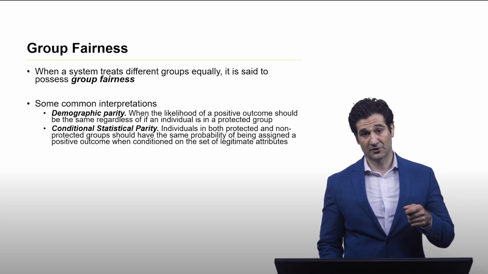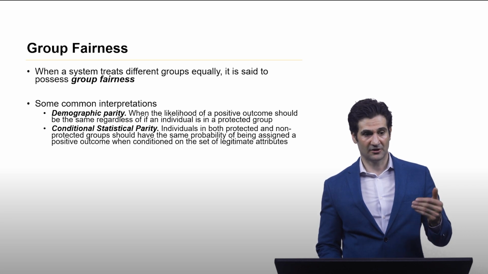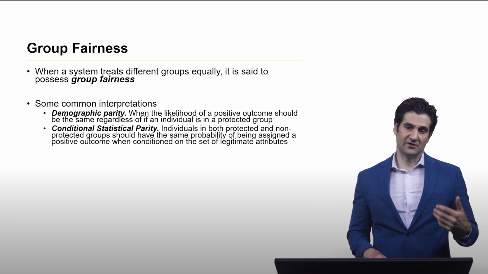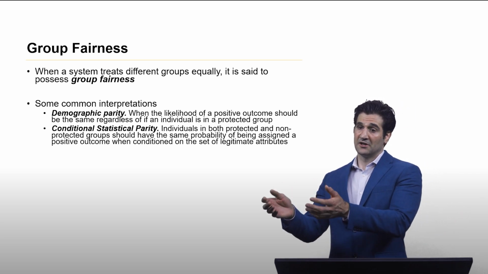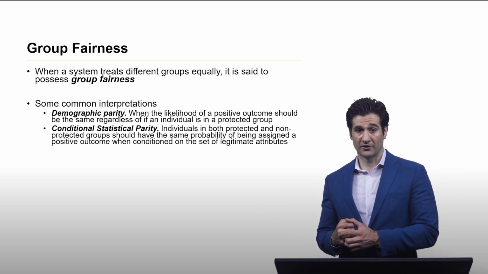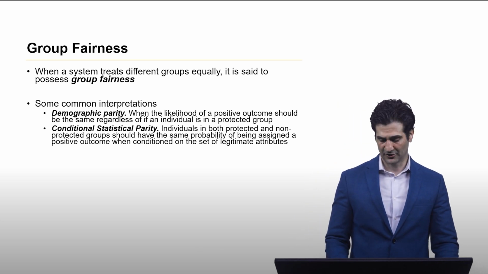And so this is when your machine learning model is used to make a decision on something like, hey, this individual is at a low risk for being rearrested, or this individual is very creditworthy. Those are examples of positive outcomes, positive labels that the system would assign.